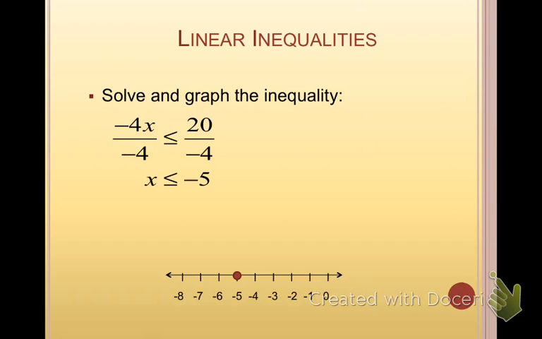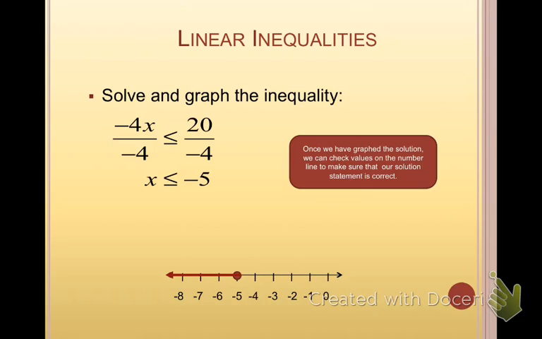However, if I were to test a value here, let's say I picked out -5. Okay? -4 times -5 would give me 20. Is that less than or equal to 20? Yeah, it is. It's equal to 20.